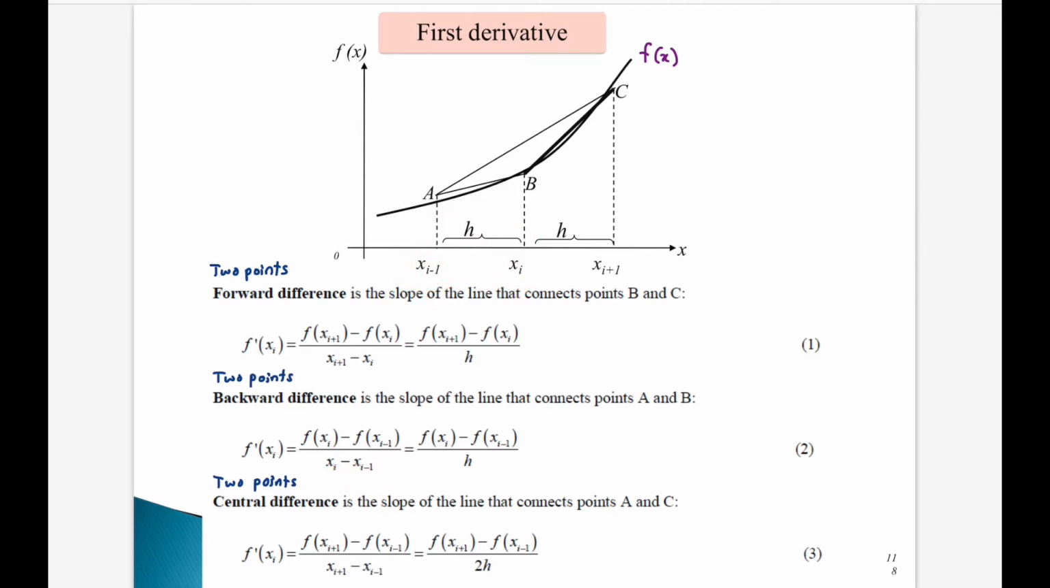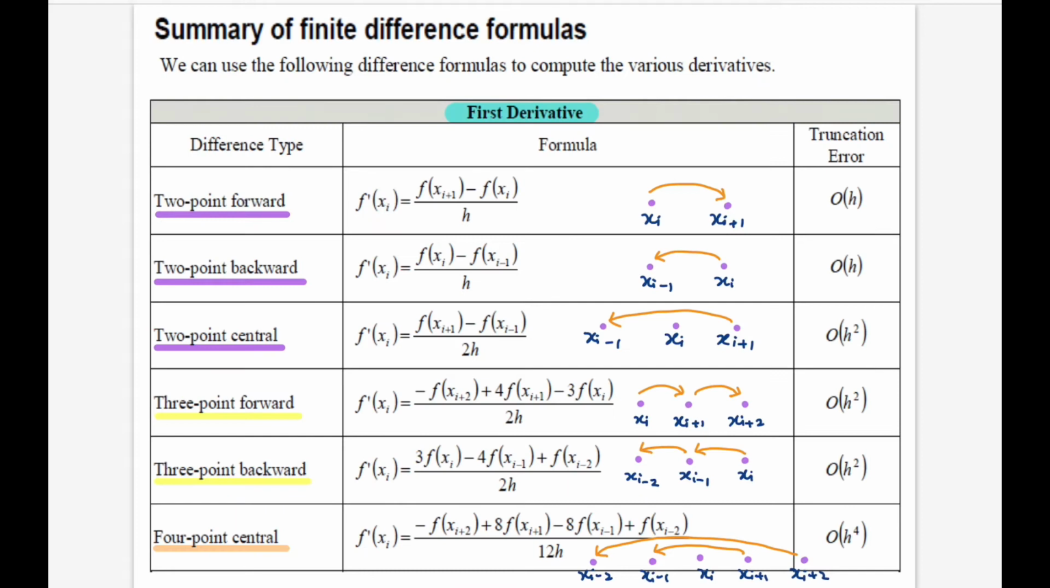And the 2 point central difference is the slope of the line that connects point A and C. It will be this line, A and C. So the formula will be f(xi plus 1) minus f(xi minus 1) divided by xi plus 1 minus xi minus 1. So this minus this, you will get 2h. So it will be 2h here. This is the formula for the first derivative.